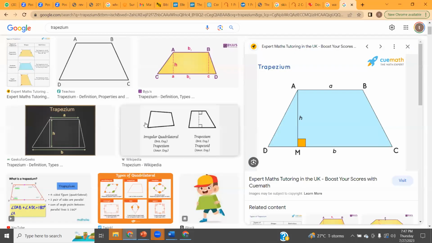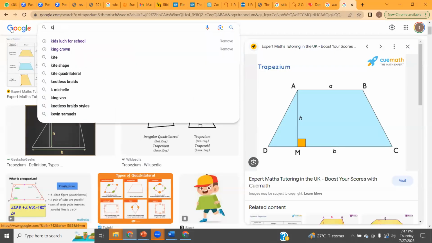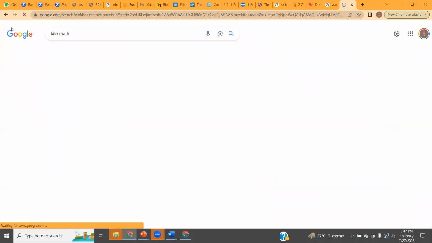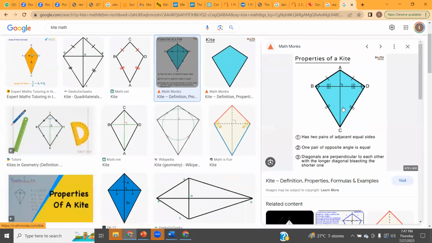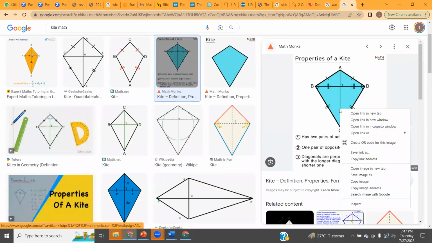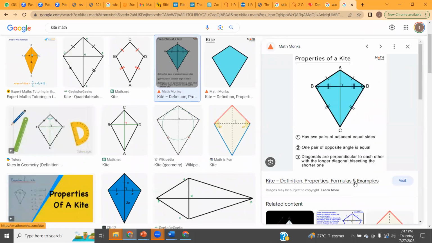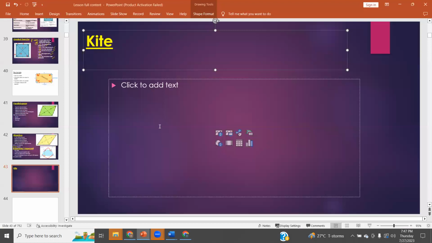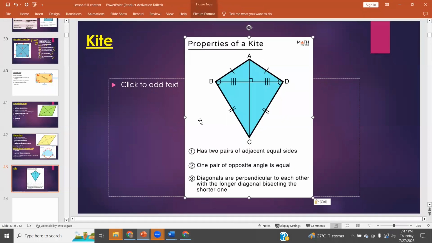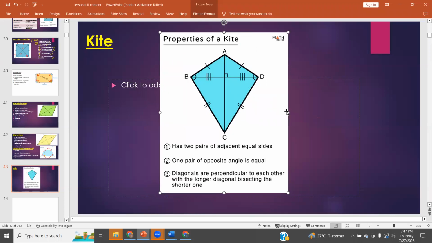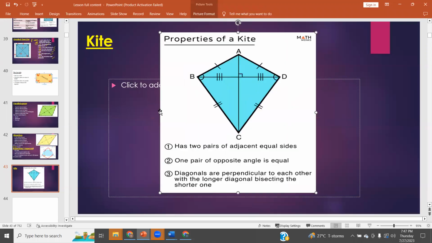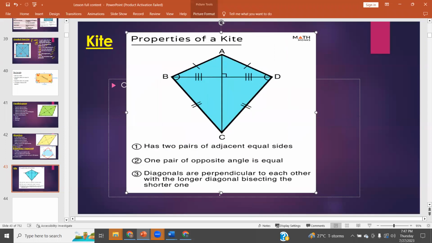So let's get a picture of a kite. Okay, so when we look at a kite, I think it's a good picture. I'm going to put it right on the screen right now. So draw this along with the description, and then we can move from there.